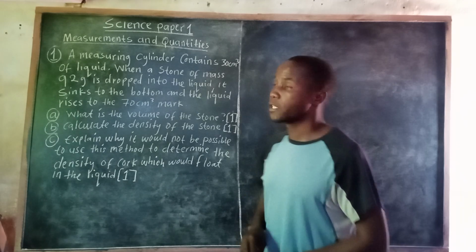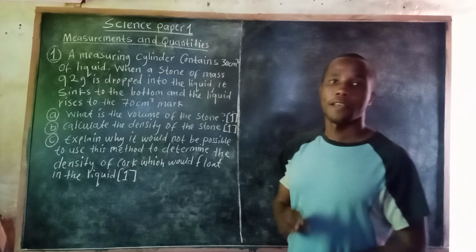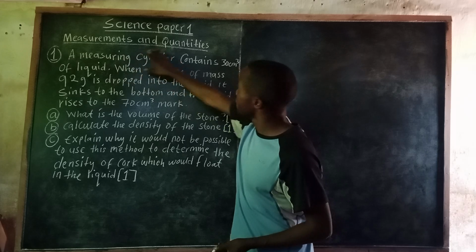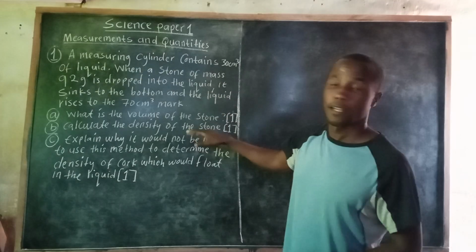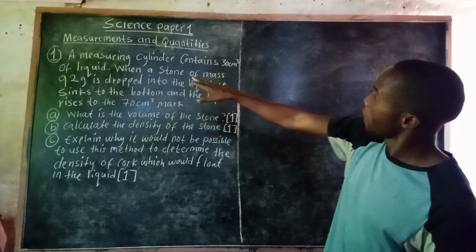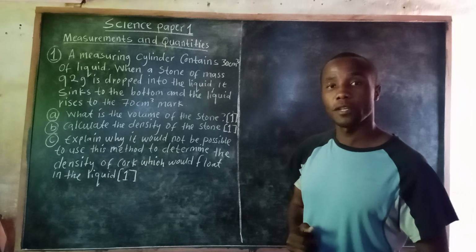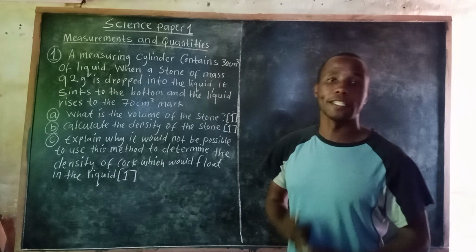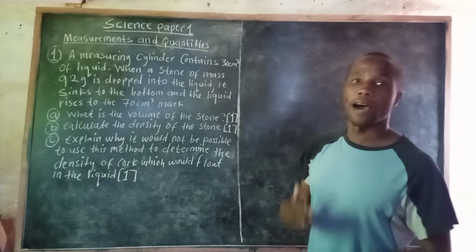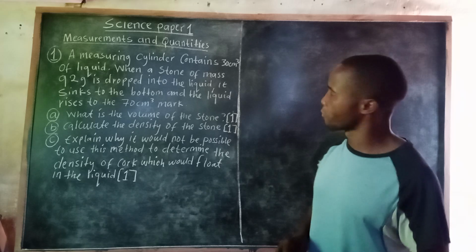Okay, so today's lesson, we are looking at questions that come in Paper 1 under this topic, measurements and quantities. This is how the examiners set questions under measurements and quantities. Remember, in science, Paper 1 is physics, Paper 2 is chemistry. So when you hear Paper 1, it means we are working out questions from physics as a subject.